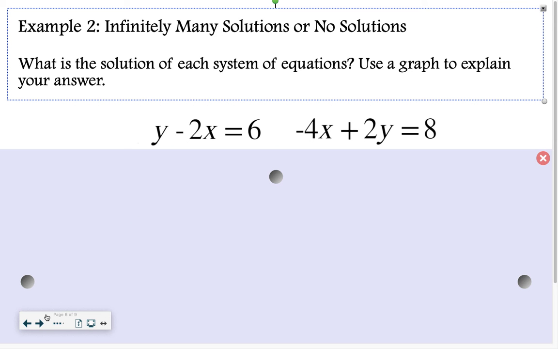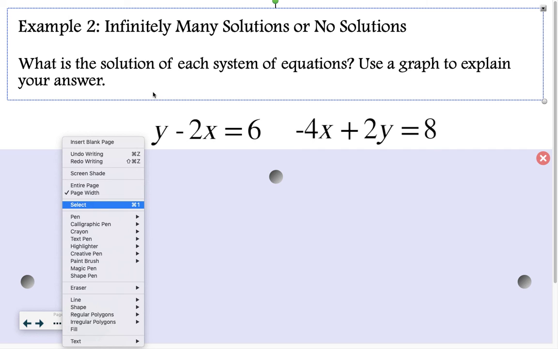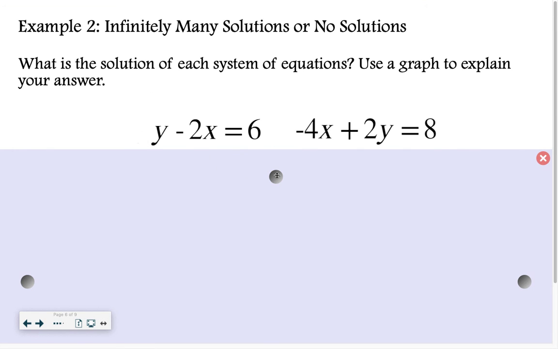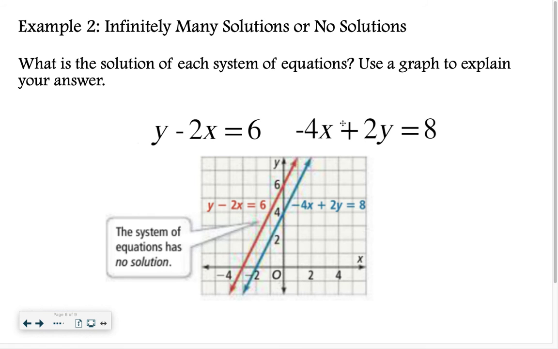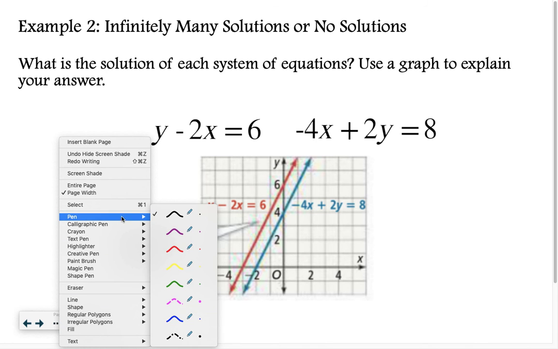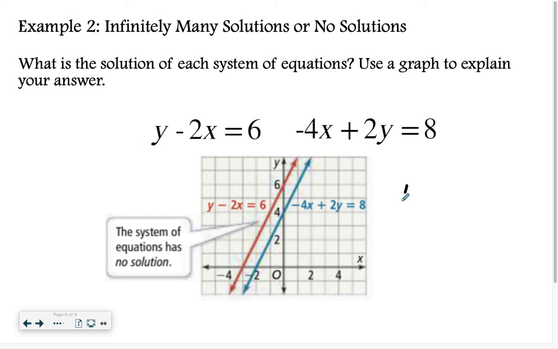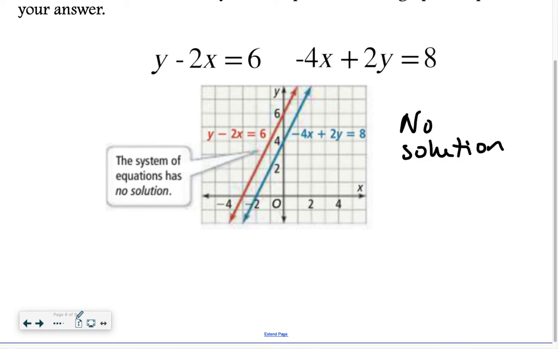Now let's talk about the opposite of that, the no solution situation. So I have y minus 2x equals 6, and negative 4x plus 2y equals 8. So the red line is my y minus 2x equals 6. The blue line is negative 4x plus 2y equals 8. And you can see that those two lines are never going to touch. Therefore, for this problem, you would just write no solution. And you would be done. Okay? So when you graph and you get two lines that are parallel, that's a no solution situation.